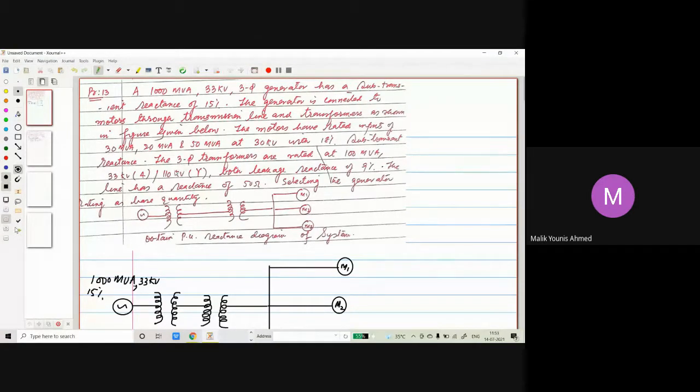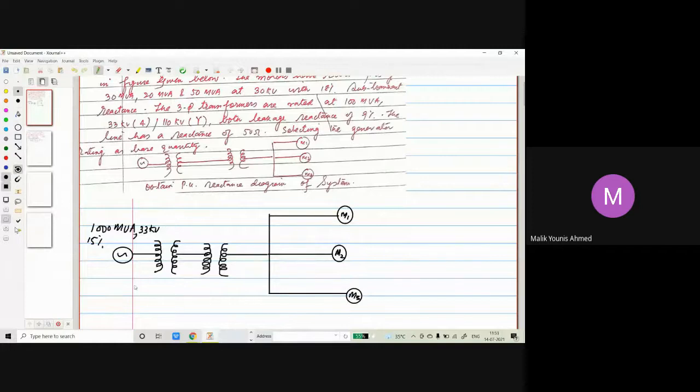First we write for the transformer. The three-phase transformers are rated at 100 MVA. So for the three-phase transformer, what is the rating? The complex power, the apparent power rating, is 100 MVA, with 33 kV on the delta side. So this connection here is delta.